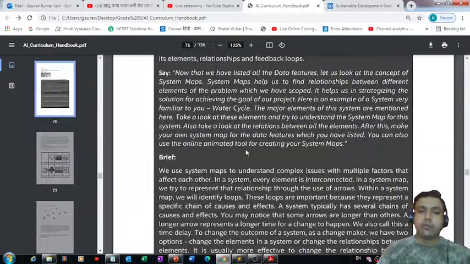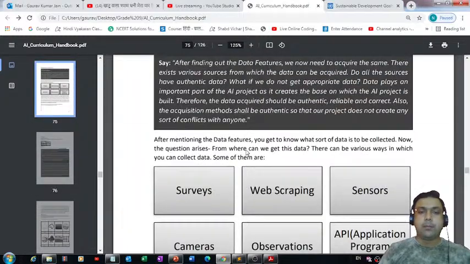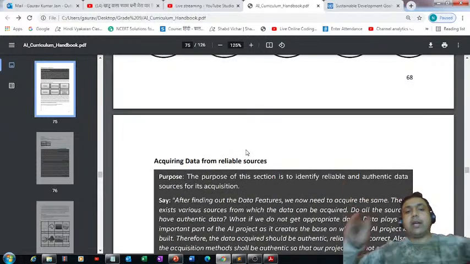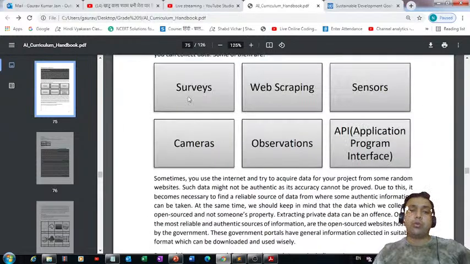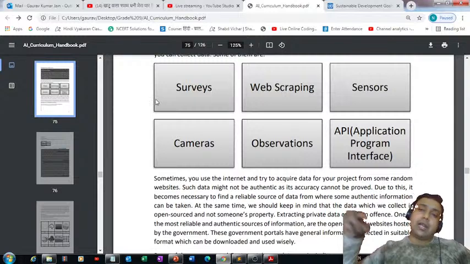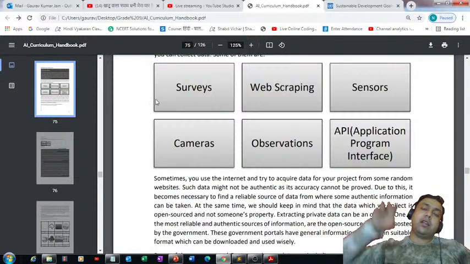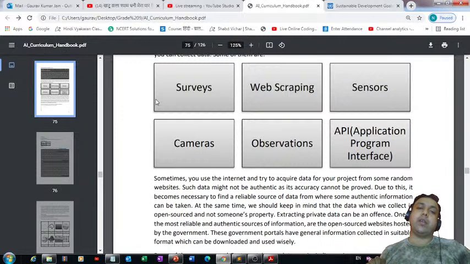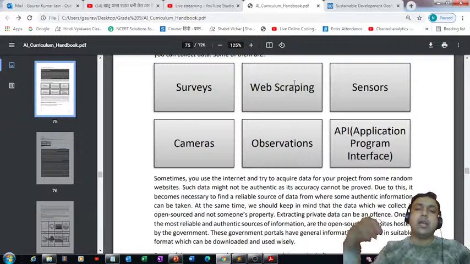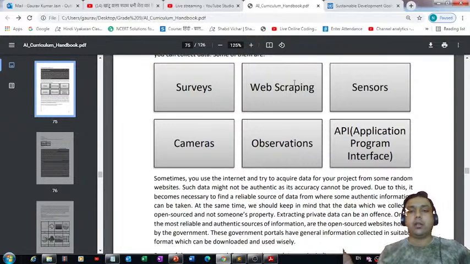Okay, so this is all about the system map. Once you are done with identifying all the data features, then you use different sources for collecting the data related to the data features you have identified. So you can do some surveys, you can use web scraping. Web scraping refers to gathering data from the internet.